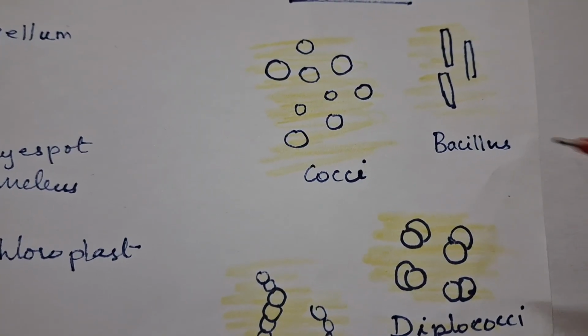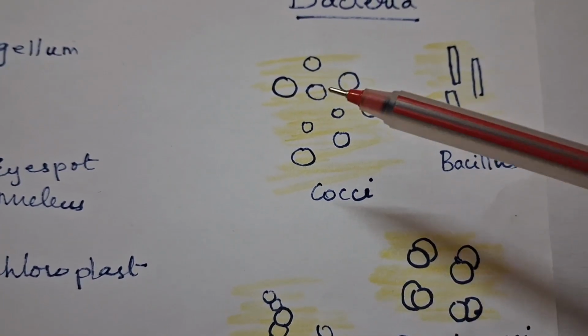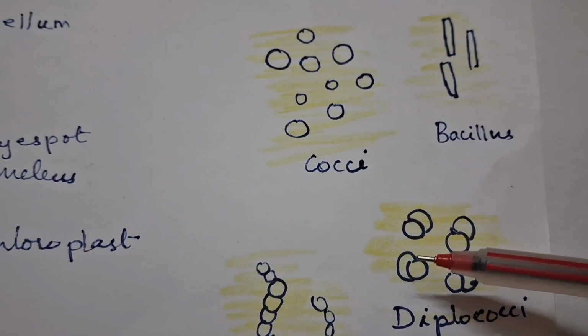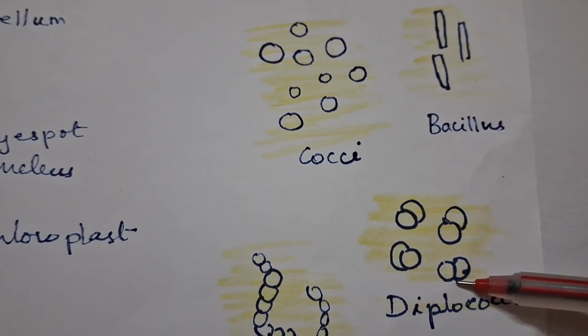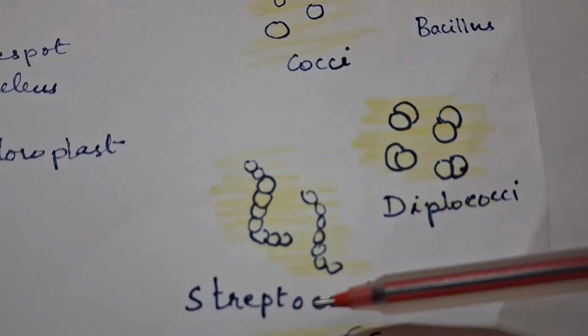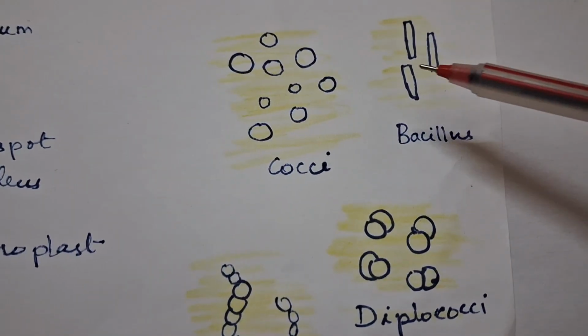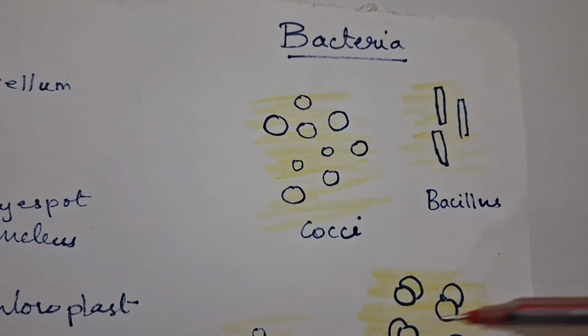So these are the different types of bacteria. Cocci when they are single, and when two are combined, it is diplococci. When they are string-like, it is streptococci. When they are different, they are rod-shaped.